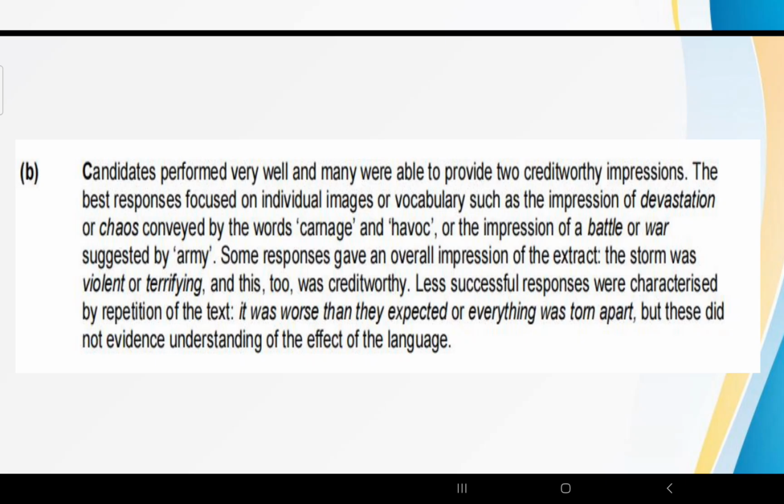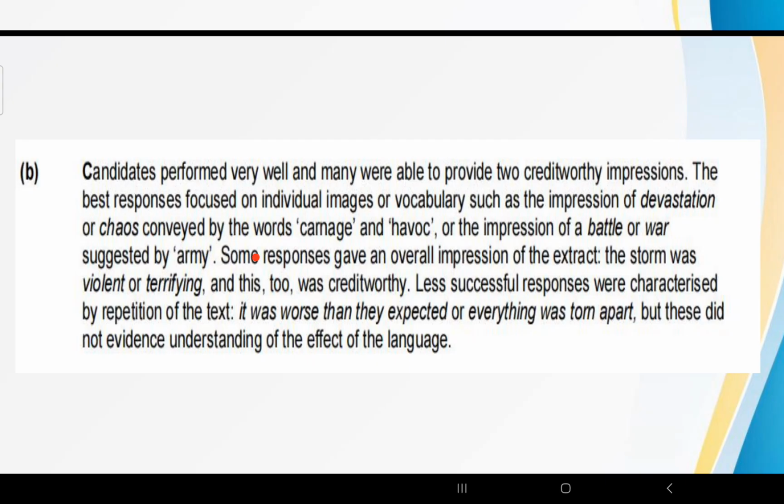Let's look at this. This is the examiner report. Candidates performed very well and many were able to provide credit worthy impressions. Rest assured, I'll show you answer scripts also, and in those answer scripts you will be able to see how the candidates respond, how they are answering these questions. I'll do that before your paper, in another video, but first I'm doing these basic things. Once you are clear about them, after that we will move towards the answer scripts.